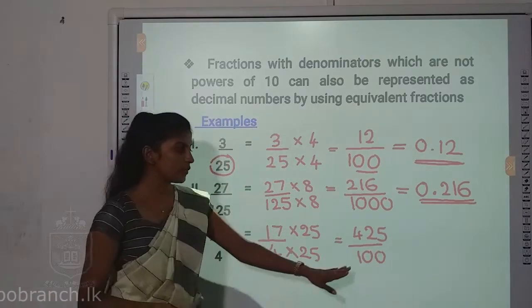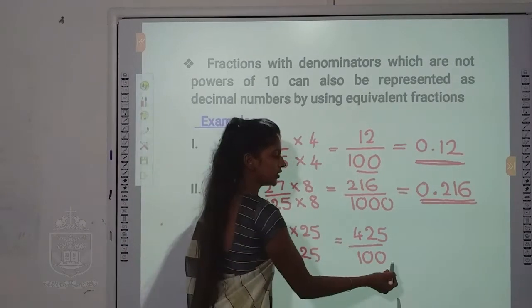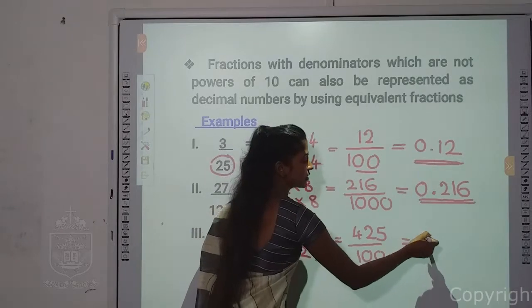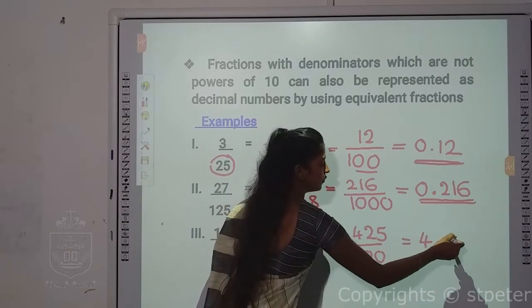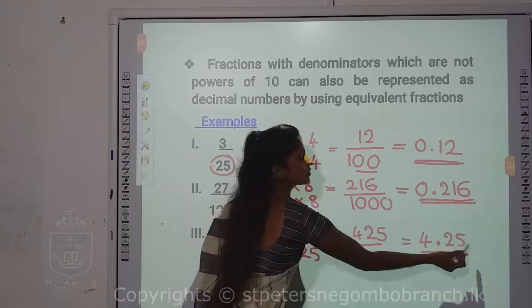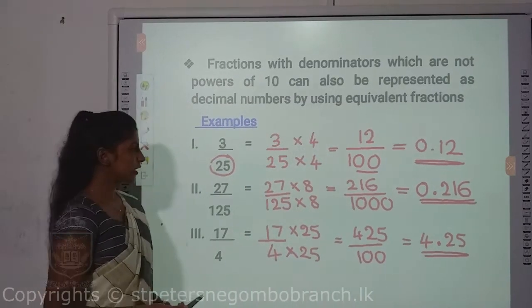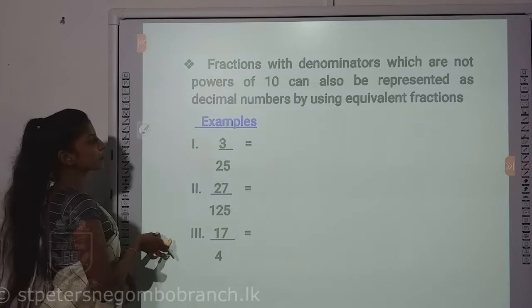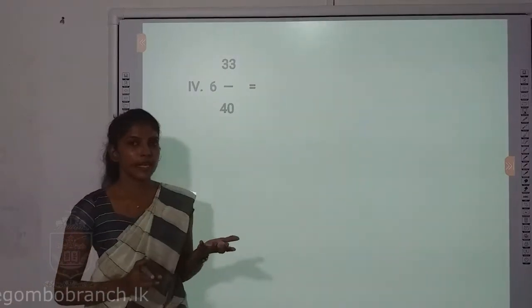Again it's a power of 10, which means count the zeros: 2 zeros, that means it's easy for us. We can write 4.25 as the answer. 2 zeros, 2 decimal places. Right, this is somewhat different from the previous ones.